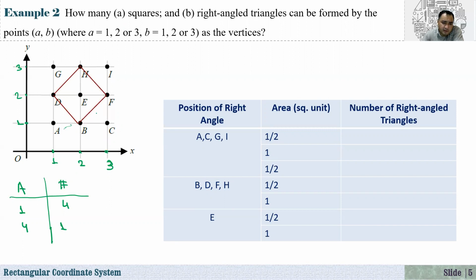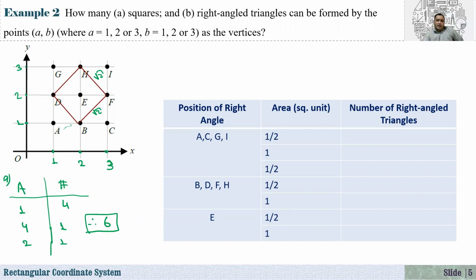So using the Pythagorean theorem, we can find this length is equal to square root of 2. So what is the area here? And also I can form one square whose area is 2. How many? It is 1. So altogether, we can get 6 squares, where the vertices of these squares are the given points, right?